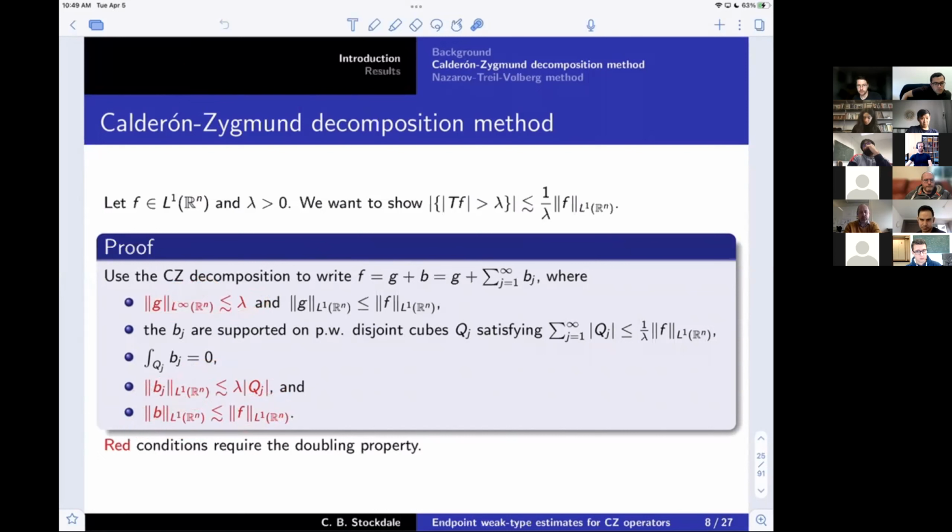Okay, so when we talk in a couple of slides about this Nazarov-Treil-Volberg technique, they need to do something different to still get these types of structure, but without using the doubling property.